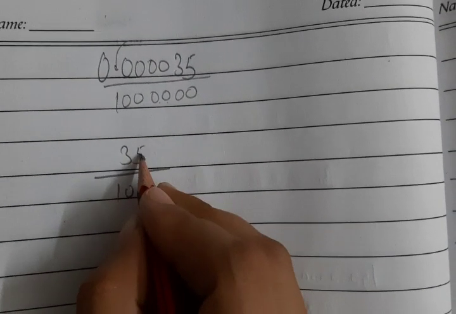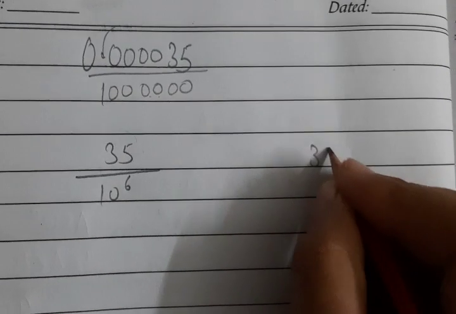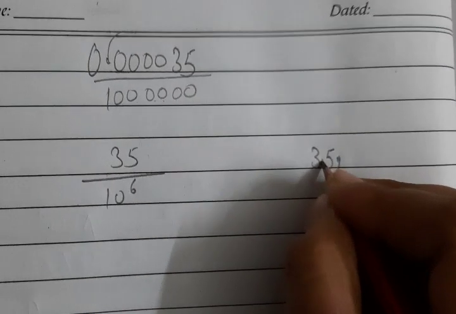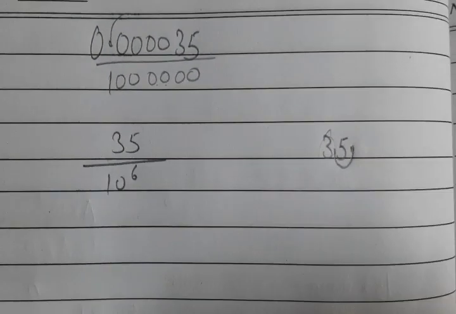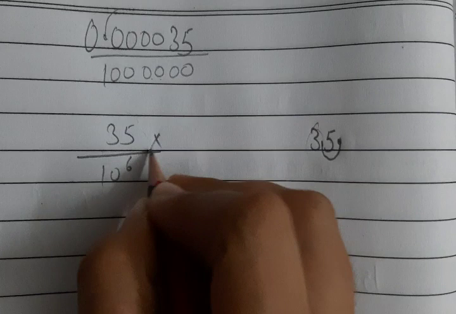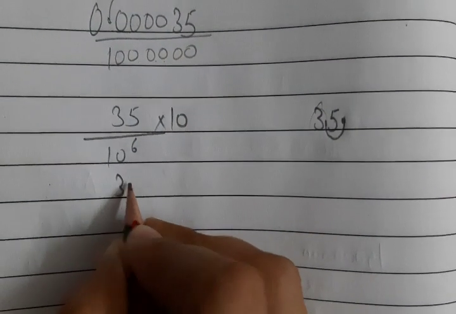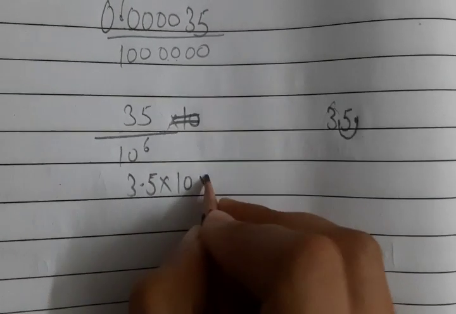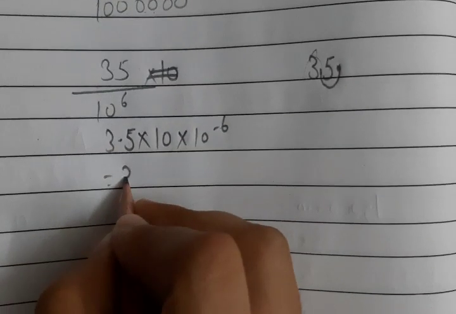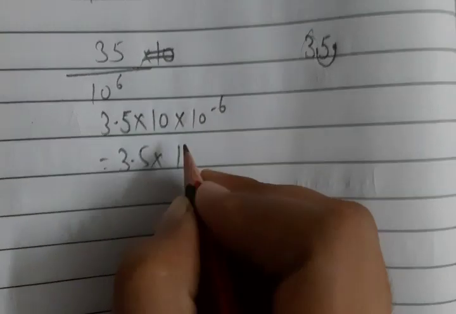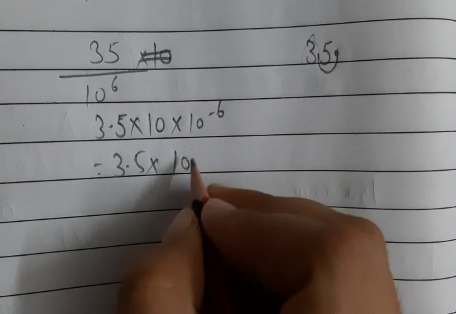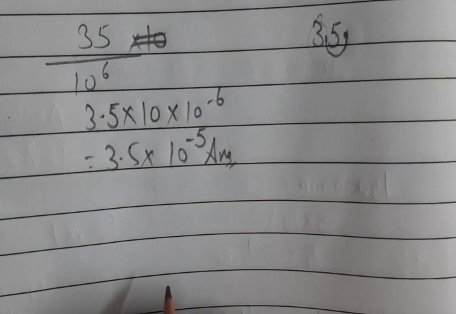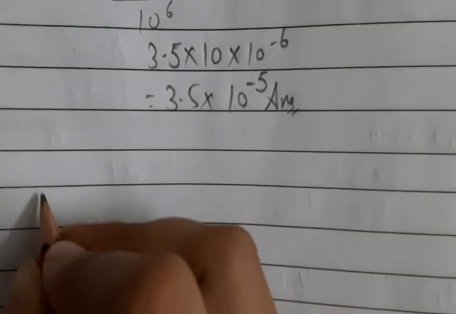Now this number is bigger, to make it a positive one digit, where a decimal is there, move this decimal after one place. After one digit we will need the decimal, that means multiply by 10, that is equal to 3 point here, sorry not here, multiply, that is equal to 10 into 10 raised to power -6, that is equal to 3.5 into, base same, powers add, that means -5. That is the answer. Understand.